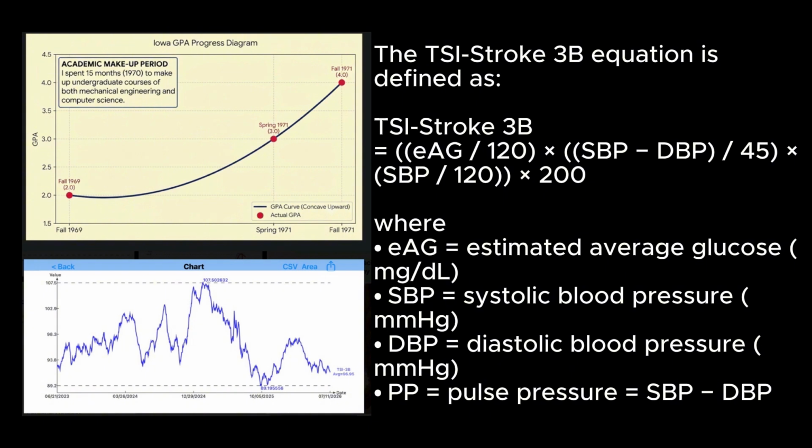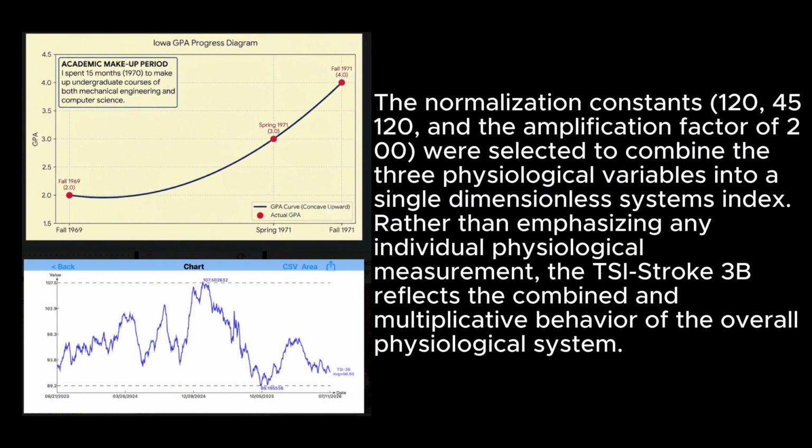The TSI-Stroke3B equation is defined as TSI-Stroke3B equals eAG/120 times SBP/120 times PP/45 times 200, where eAG equals estimated average glucose in milligrams per deciliter, SBP equals systolic blood pressure in mmHg, DBP equals diastolic blood pressure in mmHg, and PP equals pulse pressure equals SBP/DBP. The normalization constants 120 for eAG and SBP and the amplification factor of 200 were selected to combine the three physiological variables into a single dimensionless systems index, rather than emphasizing any individual physiological measurement. The TSI-Stroke3B reflects the combined and multiplicative behavior of the overall physiological system.